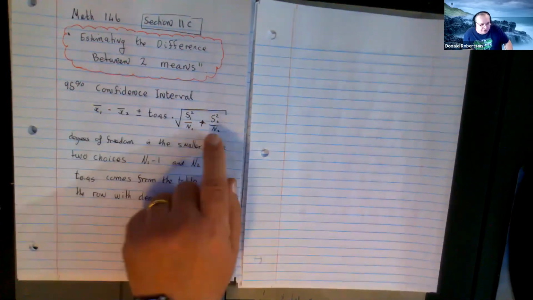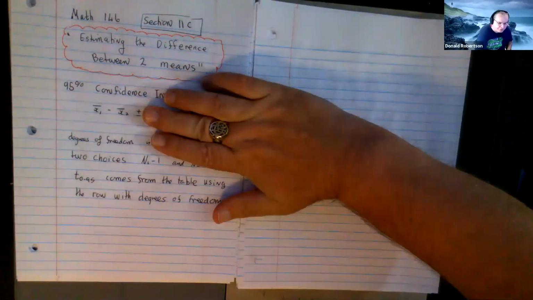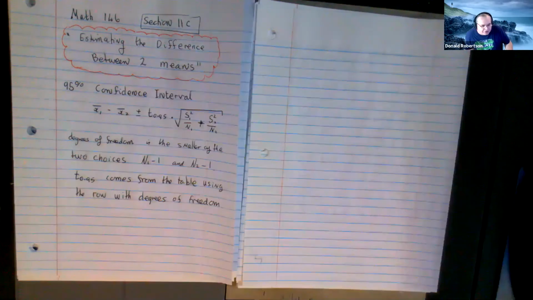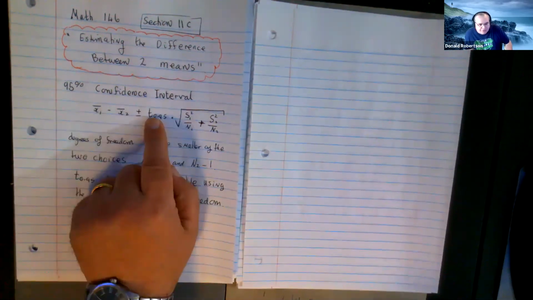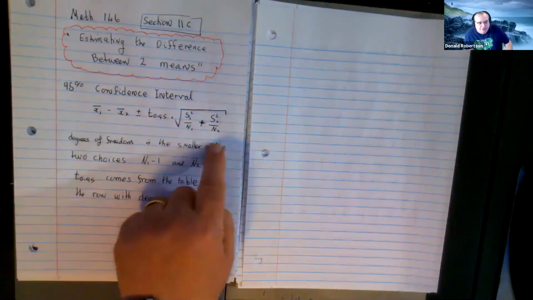The statistic is that bit there: the difference between the sample means, plus or minus the magic t-score. And this thing here is called the standard error. It's the standard error of the difference x1 bar minus x2 bar. We need to know a couple of other things.